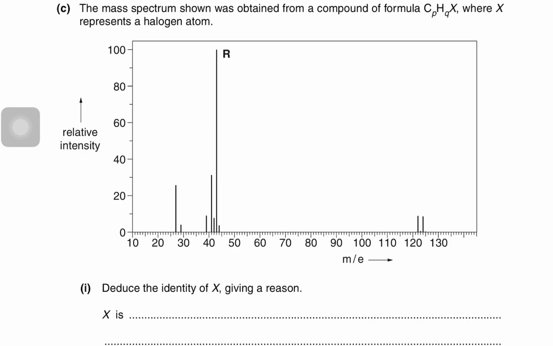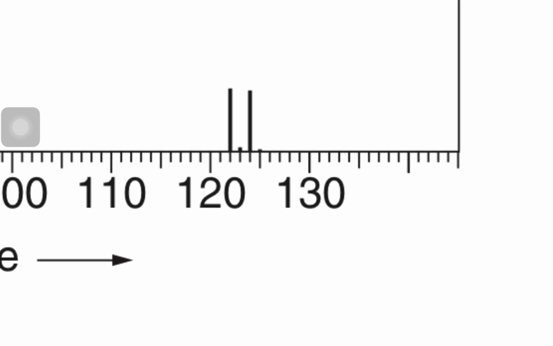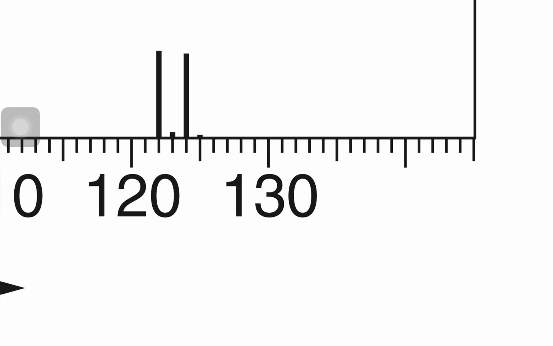Now let's look at this question where it says the mass spectrum shown was obtained from a compound of formula CpHqX, where X represents a halogen atom. It could be bromine or chlorine. Deduce the identity of X giving a reason. Now if you look at the molecular ion peak, there are 2 main peaks and each one is followed by a smaller one. There's a peak at 122 and there's another peak at 124.